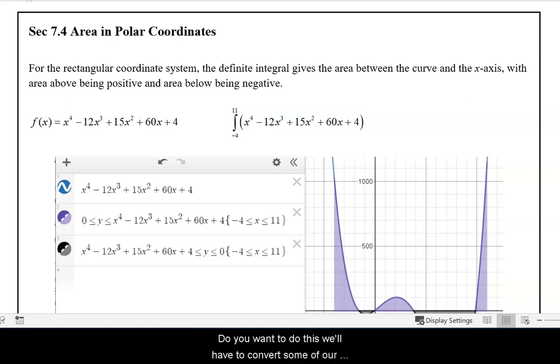In order to do this, we'll have to convert some of our formulas from their rectangular coordinate system form into a polar coordinate system form. Remember that when we are on a rectangular coordinate system, the definite integral, of which you see an example here, gives the area between the curve and the x-axis, with the area above the x-axis being positive and the area below the x-axis being negative.